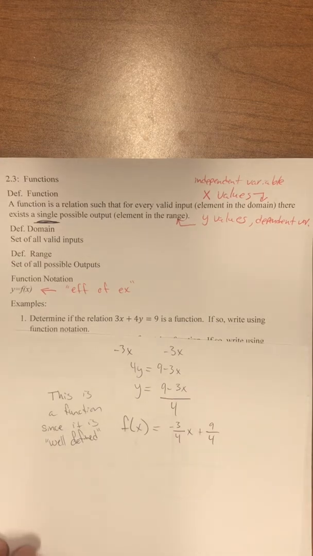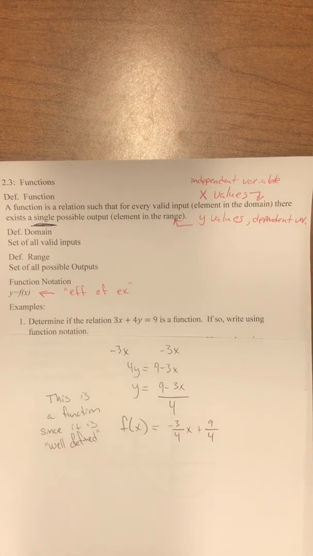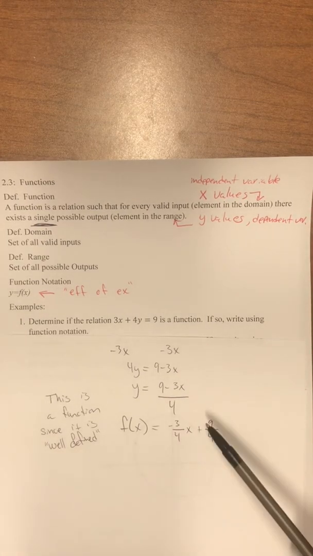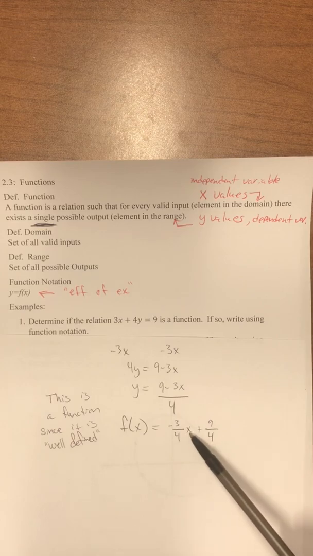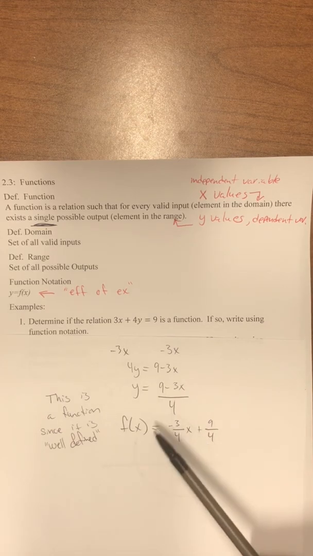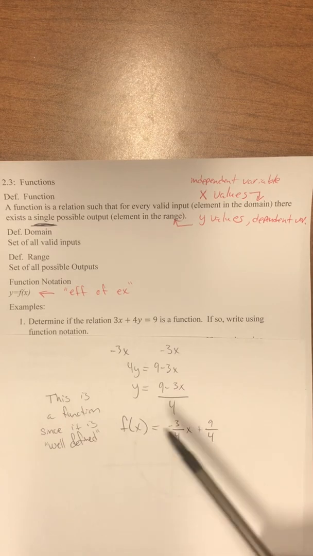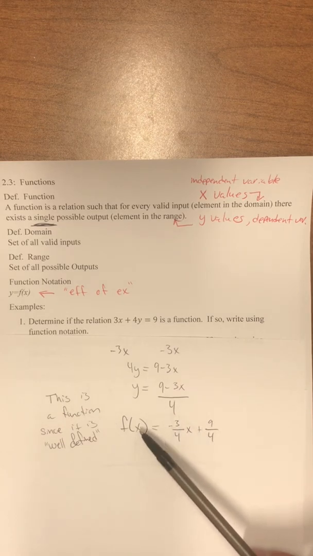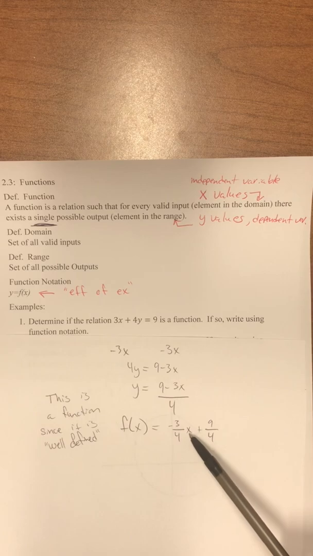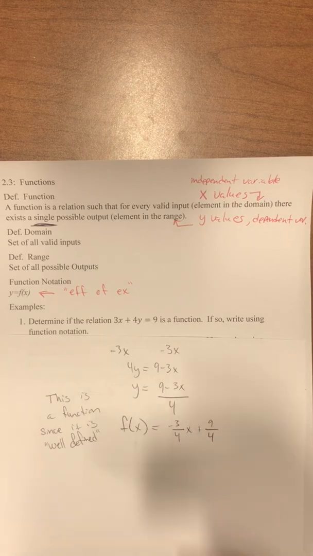This is a function because it's well defined, which is for every valid input. So in this case, this is a linear function. The valid inputs are all real numbers. We get a single possible output. There's no way to get two different outputs if we picked an x value.